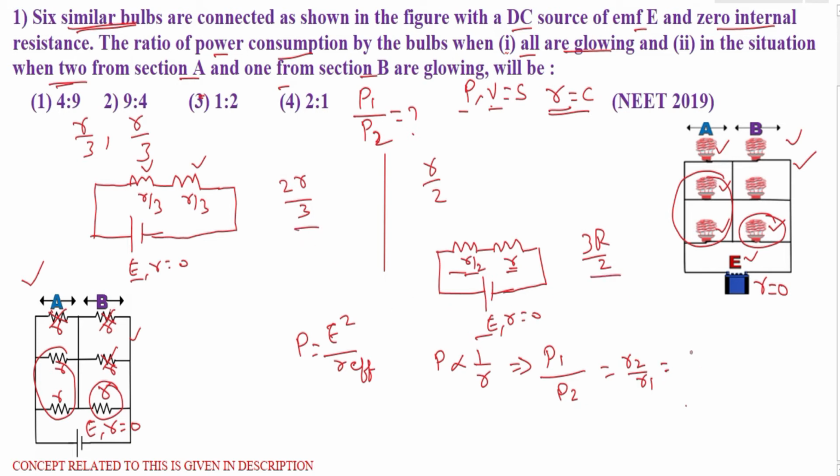If I use these values, what will I get? The ratio of power consumed will be equal to 3R by 2 whole divided by 2 small r by 3. Sorry, this is small r. This small r will get cancelled. Similarly, this is also small r. Then what will I get? I'll get 3 by 2 times 3 by 2, that is 9:4. So the ratio of power consumed in both will be 9:4, which is option 2 in our question. Now let us go to our next question.